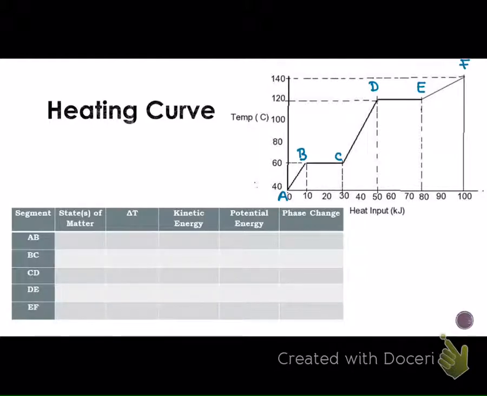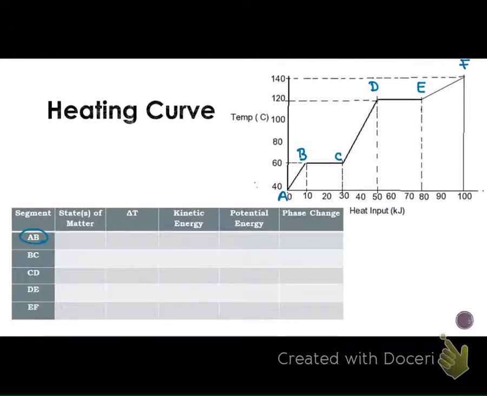We'll be able to determine what state of matter is in that segment, what's happening to delta T. We talked about delta T before. Remember, delta, that triangle, just means change in. So how is the temperature changing? We're going to look at how the kinetic and potential energy change, and then ultimately if a phase change is taking place. So to start out, this first segment is the segment AB that it's talking about.